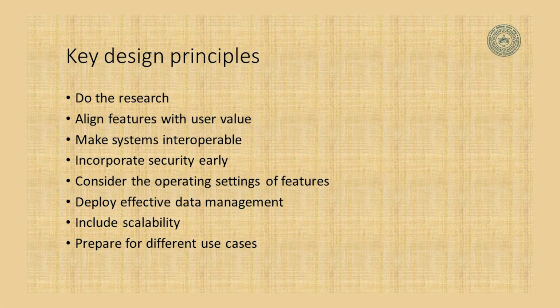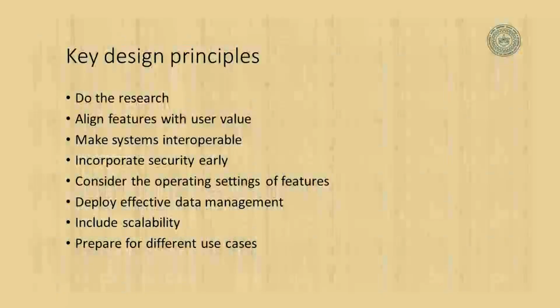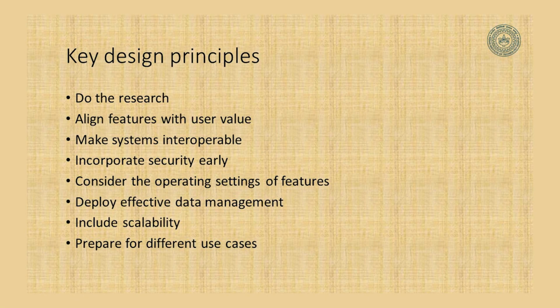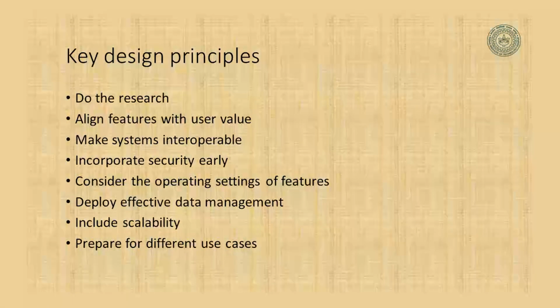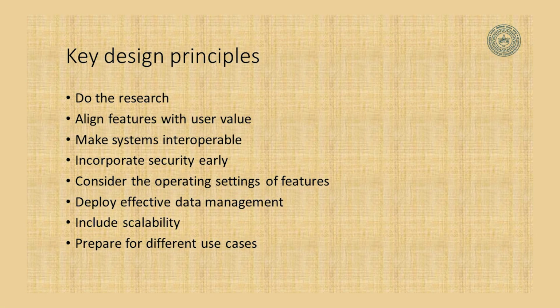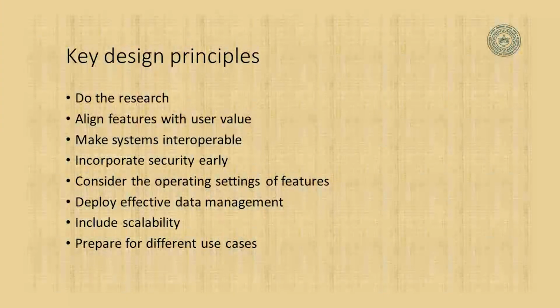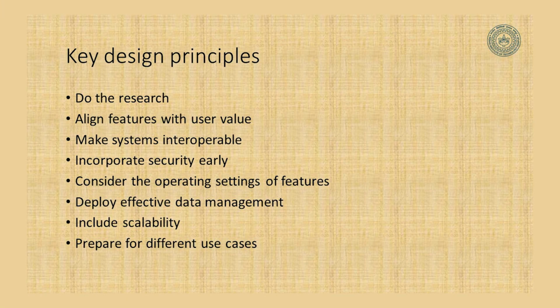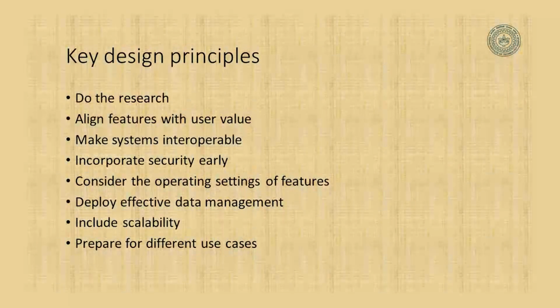So, let us say you are going to place something to measure the melting glaciers in Antarctica, then think about the temperature regime there. It will be minus maybe 30 or 40 degrees to as high as 10 degrees. So, the sensors then would have to be operable in those regimes. So, consider the operating settings of your features.